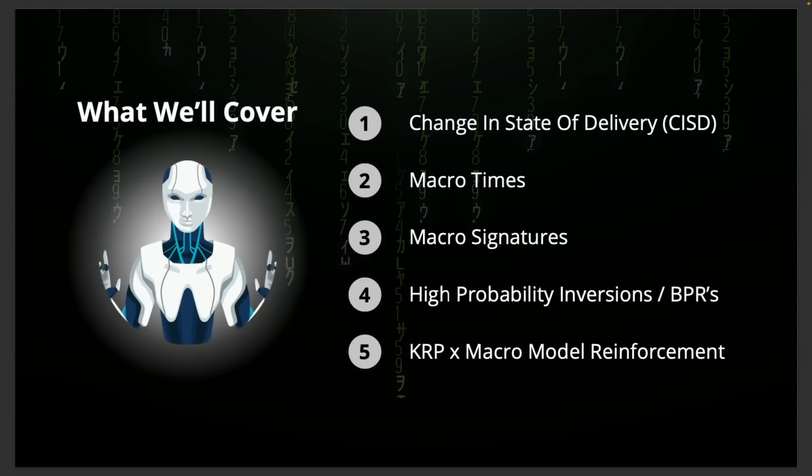So what are we going to cover throughout this lesson? Number one, what is change in the state of delivery? Two, macro times. Three, macro signatures. And I'm very, very excited to talk about that. And then four, high probability inversions in BPRs. And five, KRP/macro model reinforcement. So all of these things here will really give us a good idea of how we can bring all these things together to create a repeatable process over and over and over again.